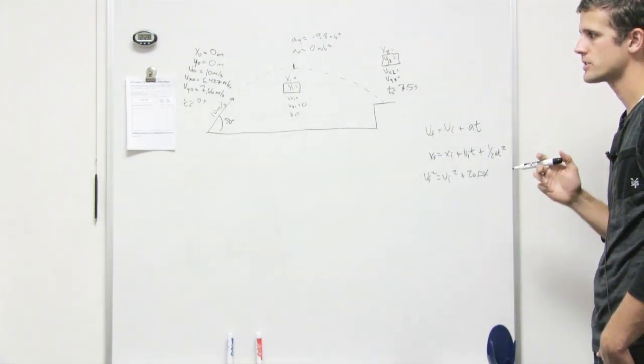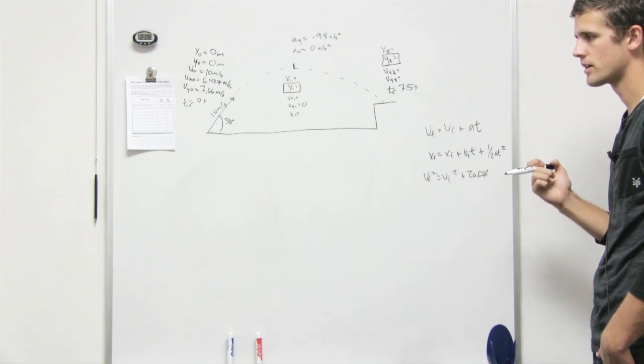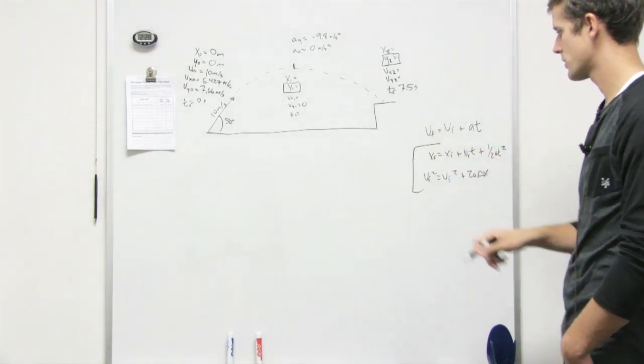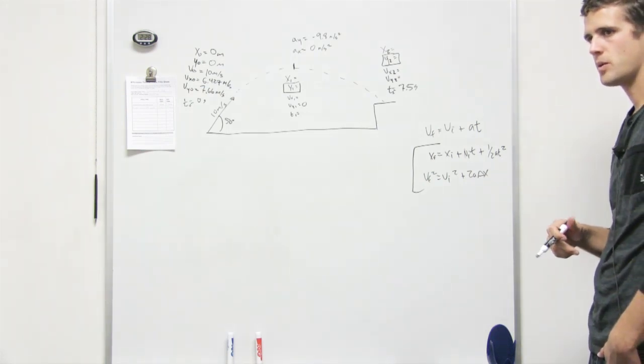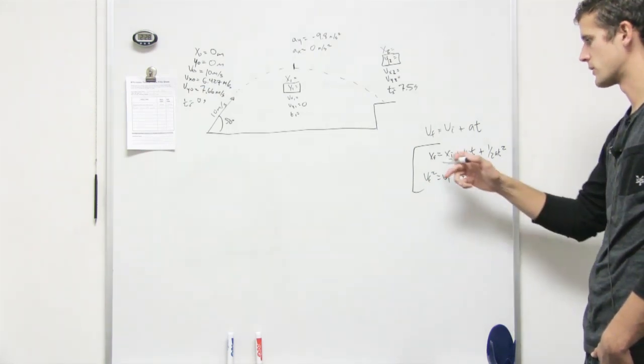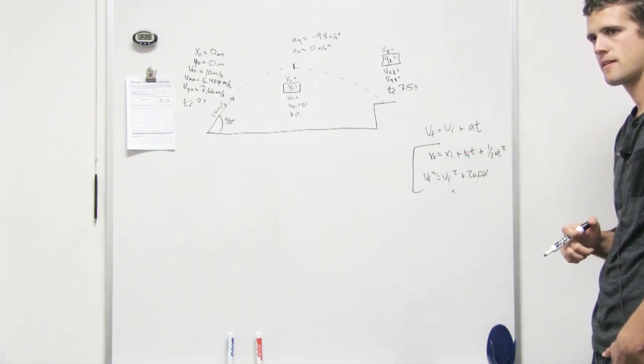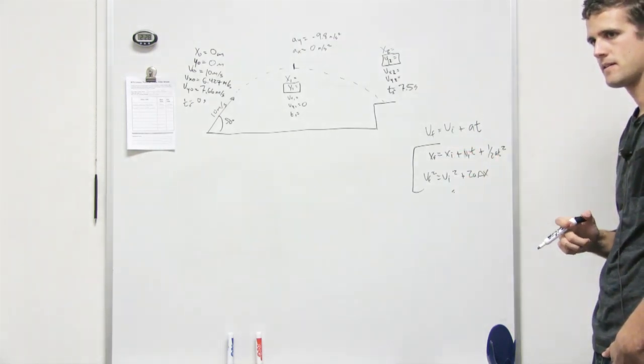Well, first let's look at what we're looking for, and we know what we don't have. So we're looking for position, so that's one of these two equations, right? But we don't have time, so that rules out this one, right? Could we use this one? Let's see.